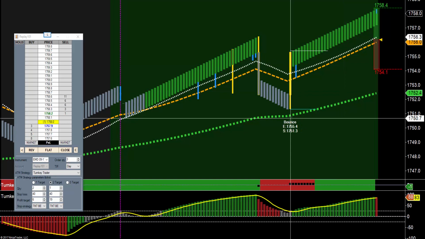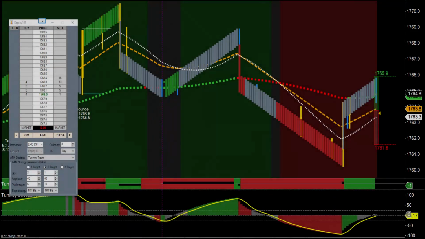So now that we've seen a good example of a bounce long, let's go ahead and take a look at a bounce short. Now let's take a look at a bounce trade short. Now, as you'll see, we typically do have plenty of time to evaluate our indicators and determine if there is a possible trade on the horizon.